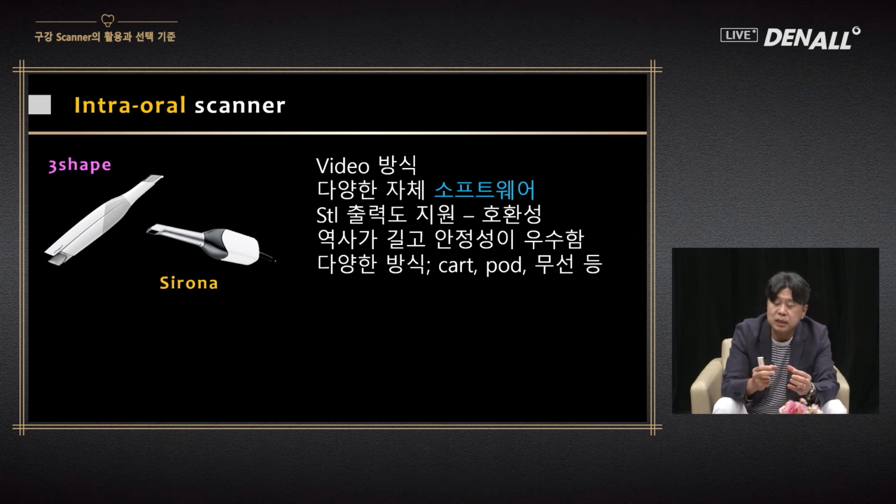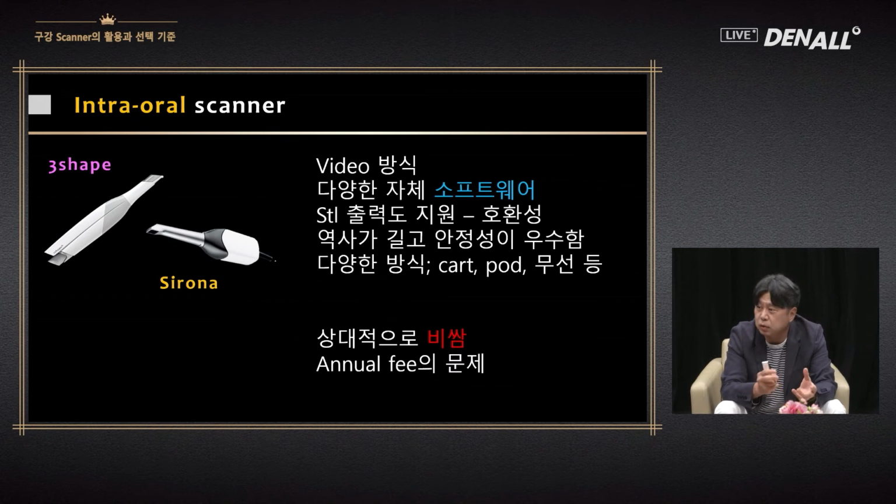They have a longer history, so the product would be more stable, especially the 3Shape scanners have many different types: cart type, pod type, wired or wireless type. And the disadvantage of these products is that they're relatively expensive, and there is a monthly fee or annual fee, but it depends on your perspective. Whatever the electronic device might be, they need to be upgraded.